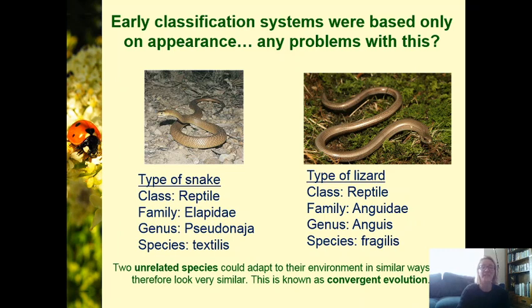So really early classification systems were just based on appearance, and there were issues with that because of what we call convergent evolution. So that's when 2 completely unrelated species have got similar challenges, and so they will adapt in the same way to overcome those particular challenges. So they call it convergent evolution when they converge.